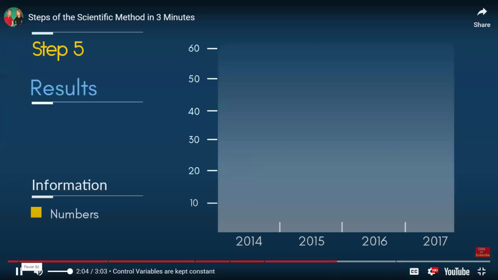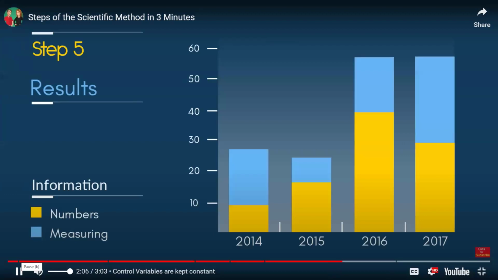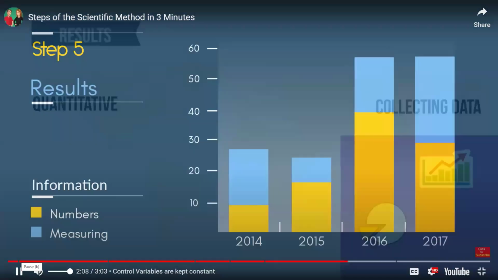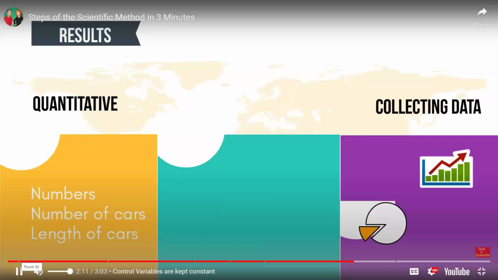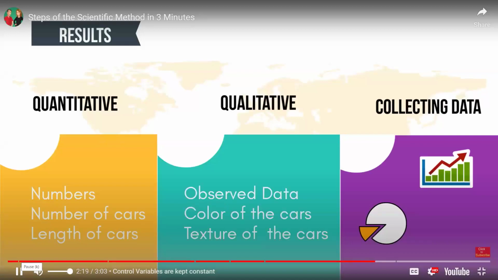Step 5 is results. This is the information that you have gathered. Quantitative data is data that is numbered. Many times it is recorded on charts, tables, and graphs. Qualitative data includes illustrations and photographs, and this is data that is observed.